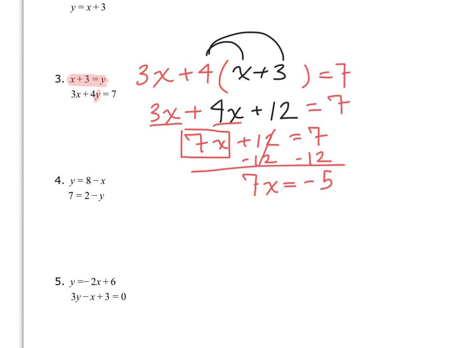And finally, I can divide both sides by 7. So x is equal to negative 5/7. I'm going to leave this as a fraction. So the x value is negative 5/7.